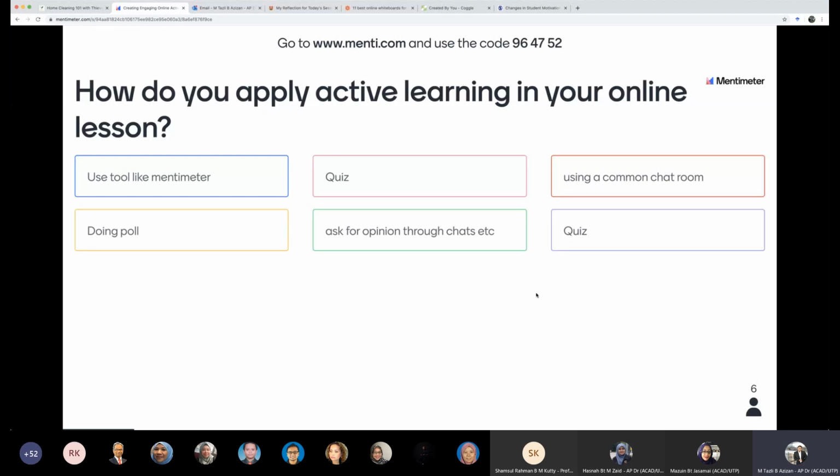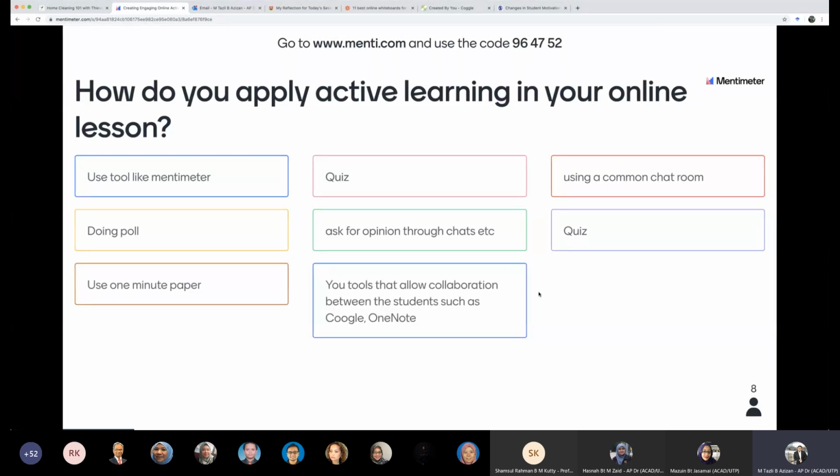Doing polls. Ask for opinions through chats, quiz. Use tools that allow collaboration between the students such as Google Docs, OneNote. Excellent. Use 1 minute paper. What are the tools that we can use in order for us to use 1 minute paper? What do you think?